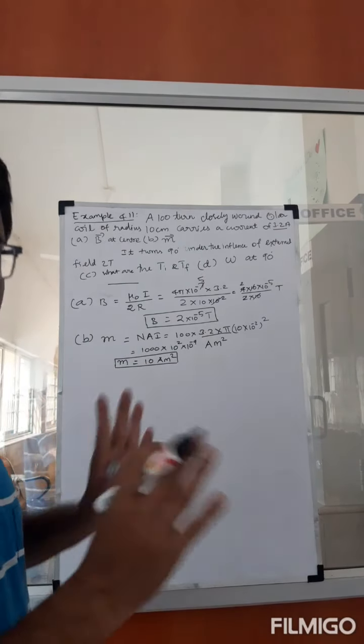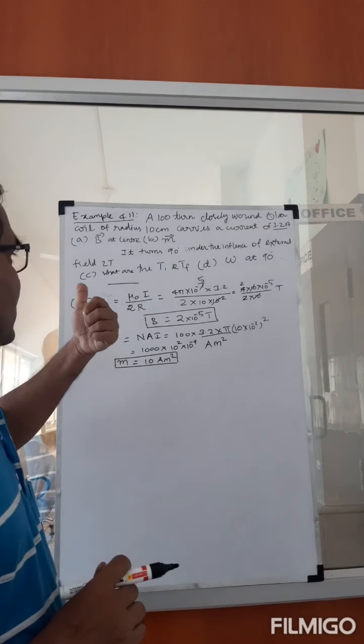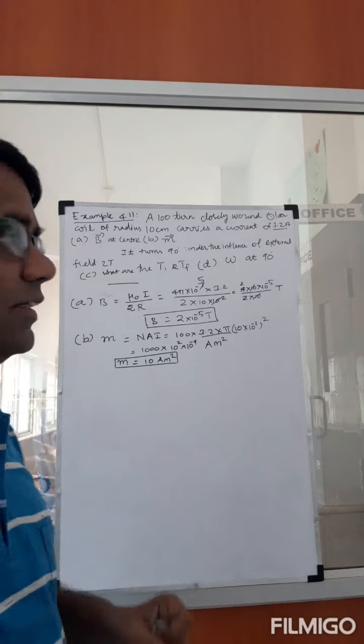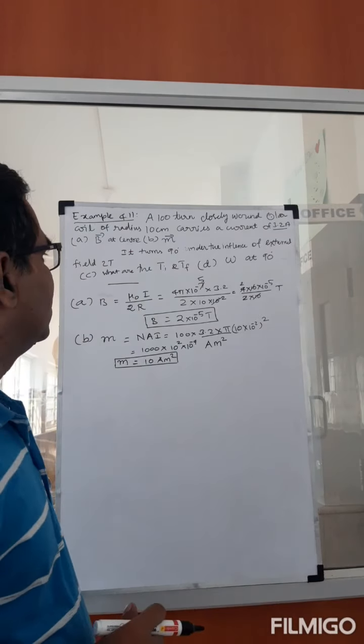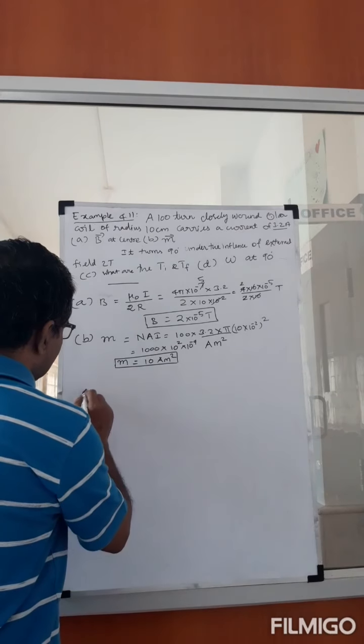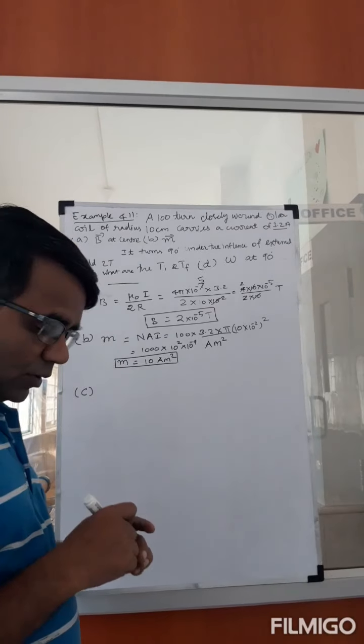Okay, so this is also very easy to do. Nothing great about it. Things get a little more complicated when you get to the C and D parts of the problem. So what is C? They want you to find the initial torque and the final torque.